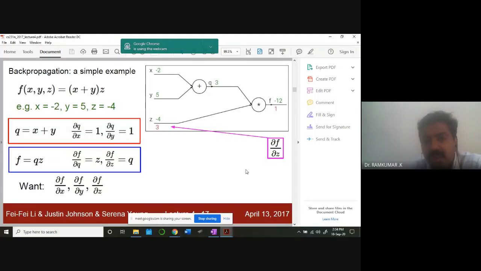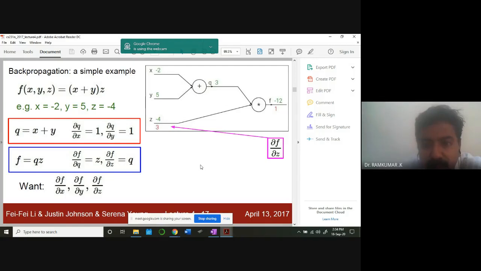It is obvious. Can you understand it clearly? Anyone? -4 into 3, what do you get? -12. Okay, is it clear? Therefore, a 1 unit change here, 3 units change here. That is this idea. Dou f by dou z equal to q. That's what this 3 indicates. F is equal to q into z. Q into z is what's happening here.